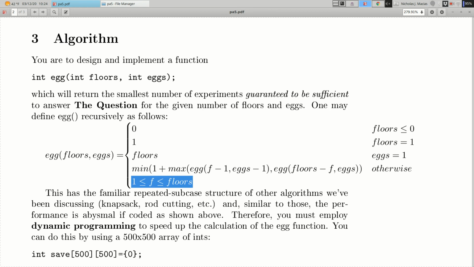Is it a good idea for us to remember this specific algorithm? If I asked you about egg dropping, I would give you this algorithm, or rod cutting, or knapsack.